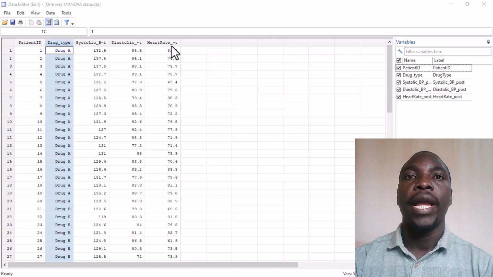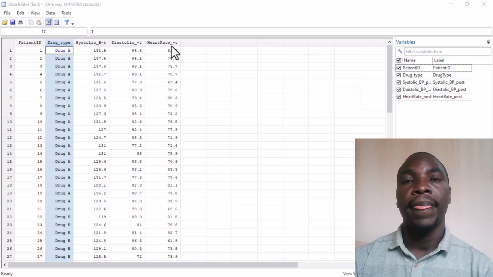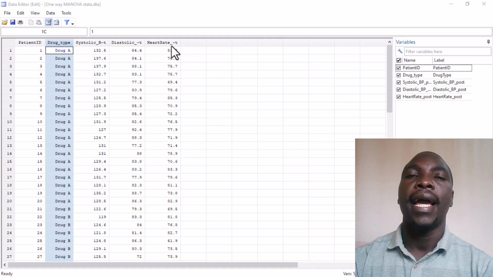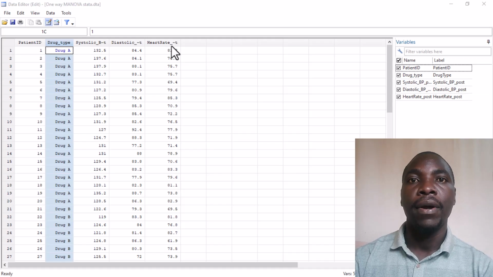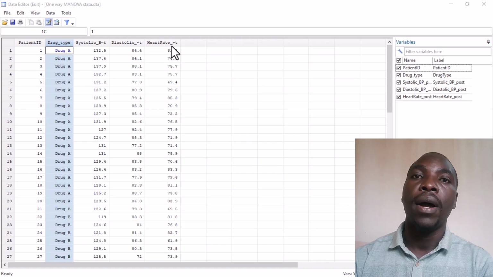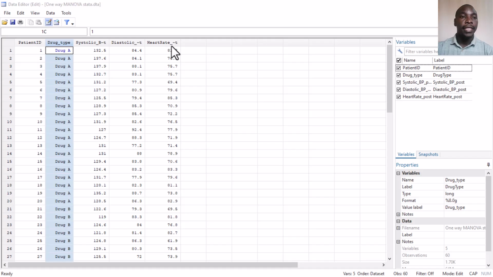In this video, we are going to look at the one-way multivariate analysis of variance, or one-way MANOVA, which is a test that you should use when you want to determine whether there are any differences between two or more groups of an independent categorical variable in terms of two or more outcome numerical variables. Here is the dataset that we are going to use to demonstrate this. You can get it from a link in the description of this video.